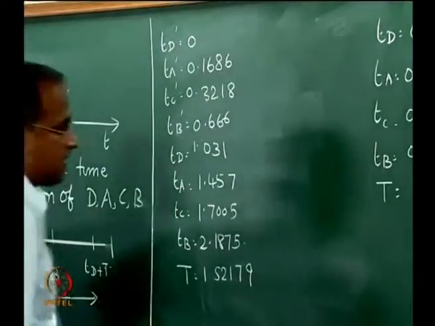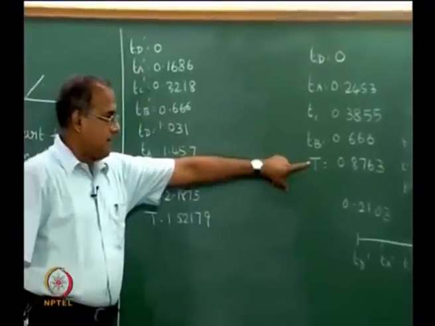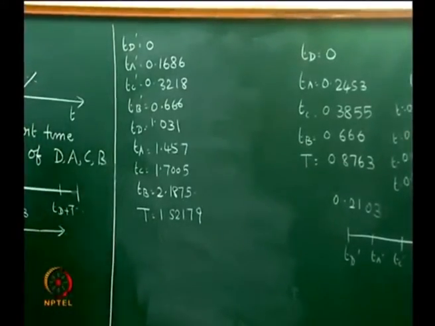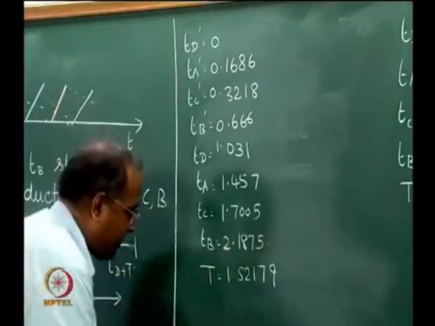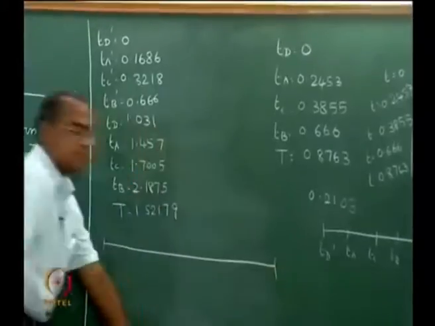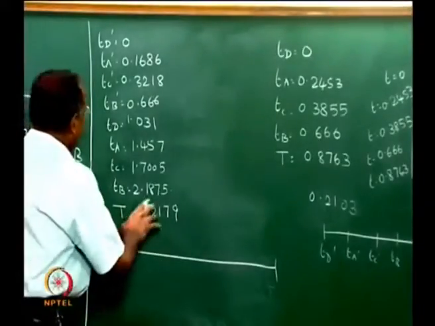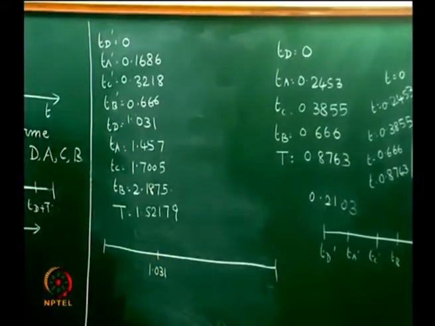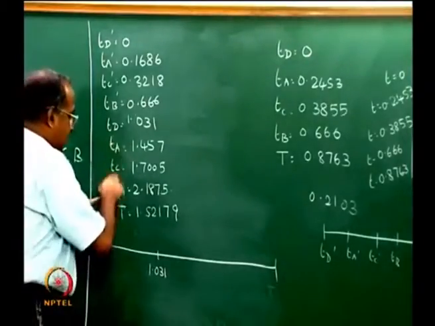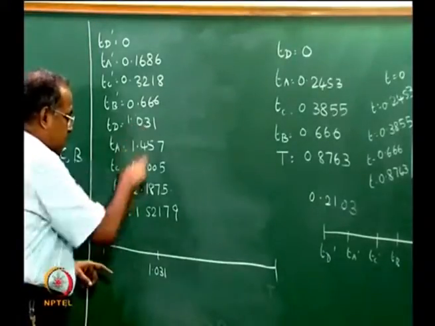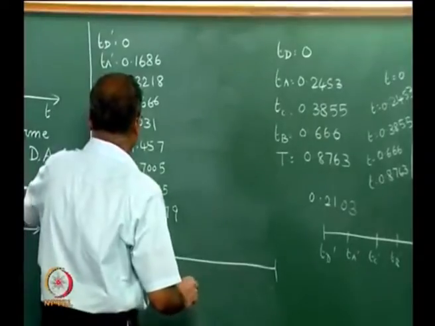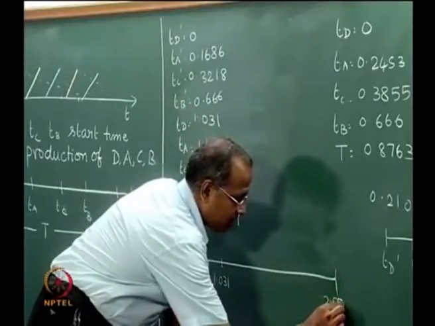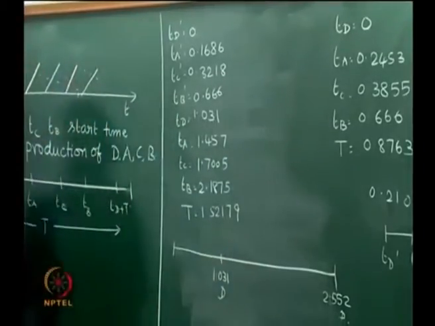Now, the first thing that has happened is the cycle time T has increased from 0.8763 to 1.52179, almost doubled. And then if we go back and draw this kind of a chart here, the first cycle ends and the steady cycle begins at 1.031. That is when the steady cycle begins. Now, D is produced again, the second cycle will be 1.031 plus 1.521, which is roughly 2.552. So, at 2.552 D is produced again.